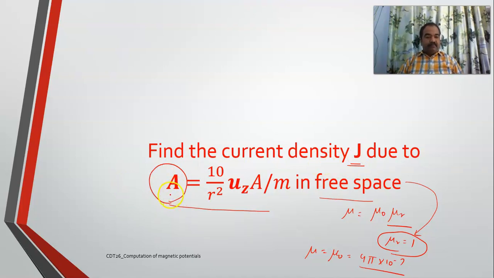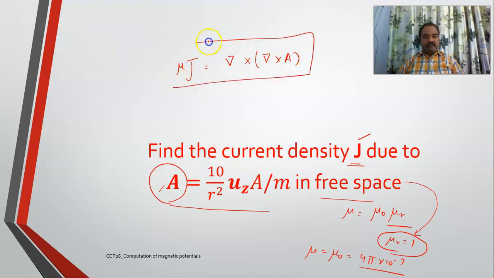This is magnetic vector potential A. So how to determine J in terms of A? We know that mu J is equal to del cross A, which we have gone through in the previous video lecture. So we will try to utilize this formula and determine the current density having this particular parameter.